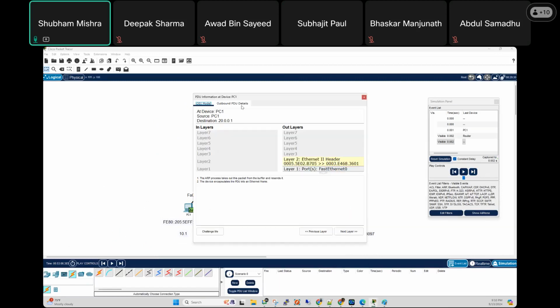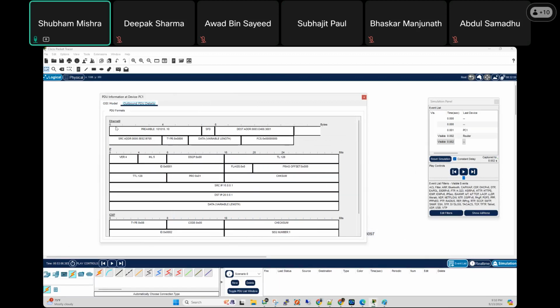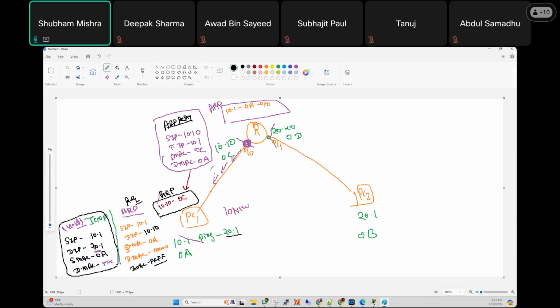PC number 1 will open this packet now. In the ICMP packet, the Ethernet header is also visible. See, the source MAC and destination MAC are visible there. Yes or no? Everyone, tell me. Yes. It means PC number 1 is now working on the ICMP packet.